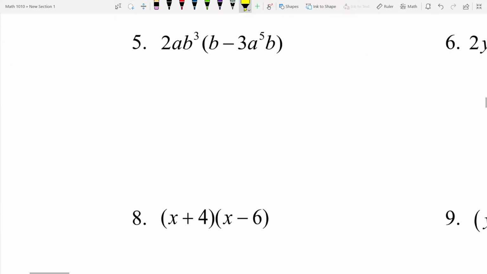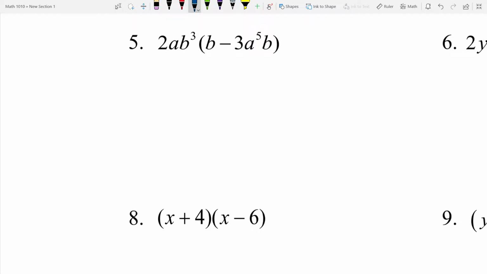Okay, question 5. Same thing. So guys, look, let's go nice and slowly. Okay, look. This times this, I'm distributing. So this is like a 1 right there. So I go 2 times 1 is 2. There are a's in this guy, but no a's here, so it's just going to be an a to the first. Then I've got 3 b's and 1 b, so what's this right here? Tell me. It is 4. You add those together. So let's do this one. 2 times negative 3 is a negative 6.